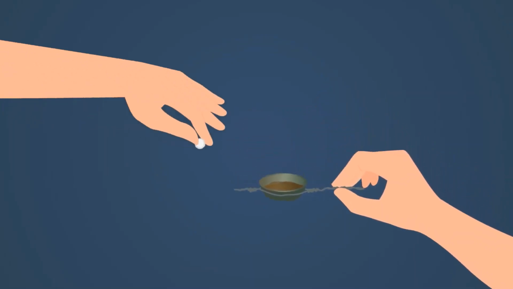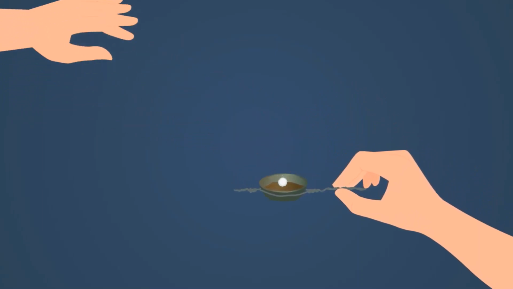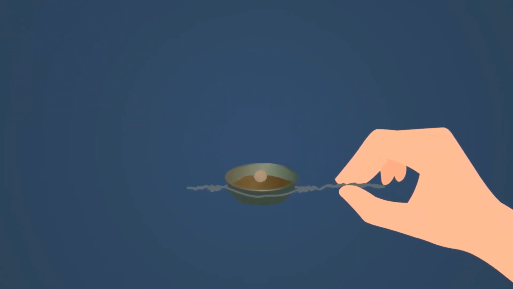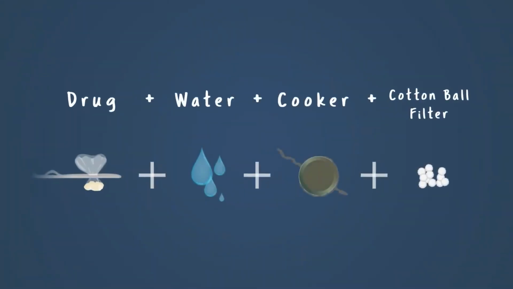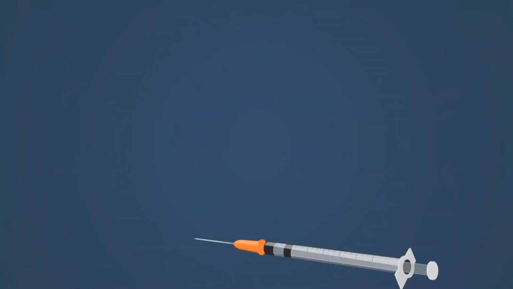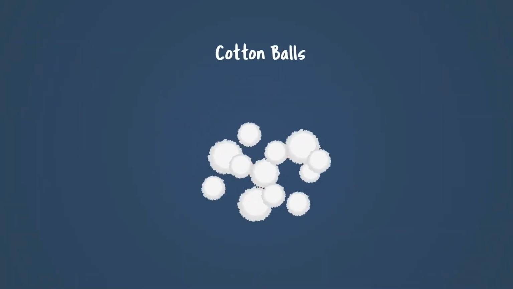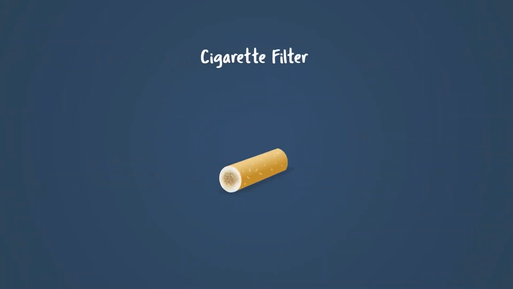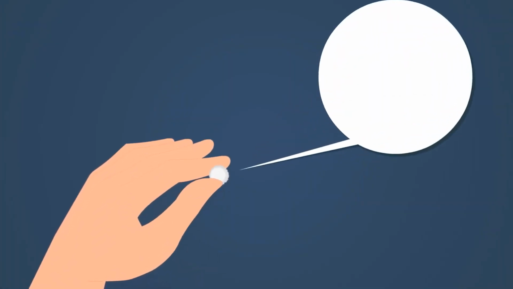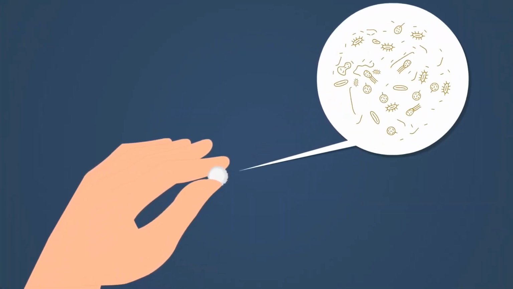Step 3. A filter is often placed in the cooker to remove powdered adulterants that do not dissolve in water. If a filter is not used, adulterants can block the needle, preventing injection. Common filters include cotton balls, a part of a cigarette filter, or lint. Needle exchange programs often offer small cotton balls to use as filters. If a filter is rolled between the fingers, it can introduce additional bacteria.